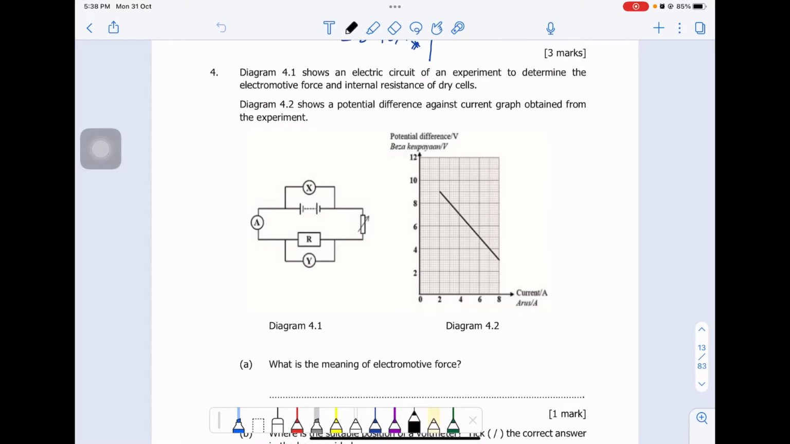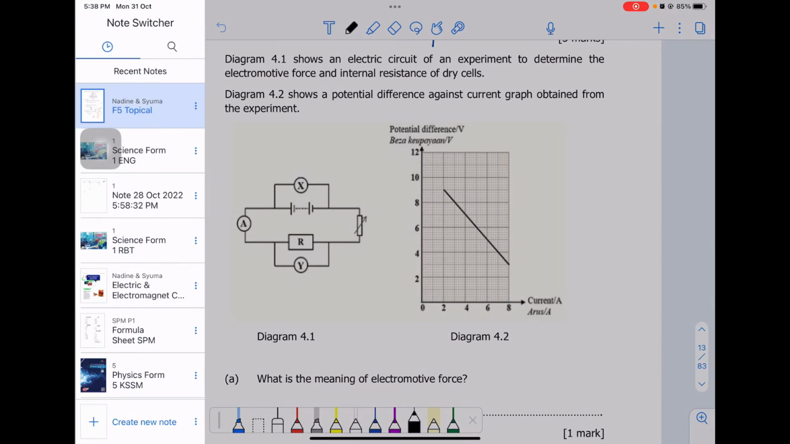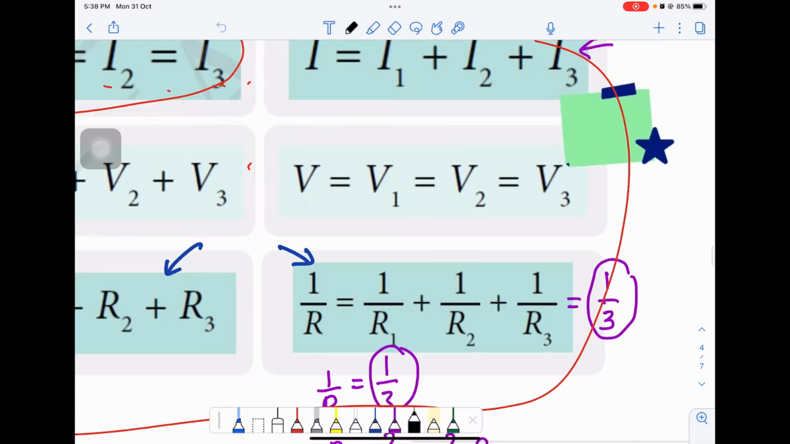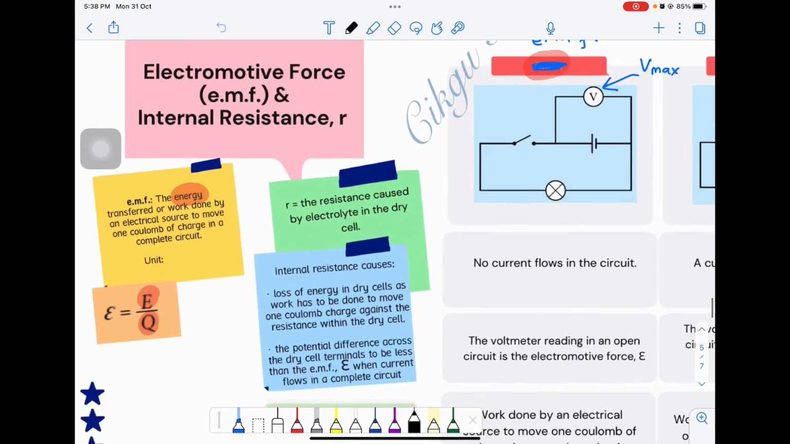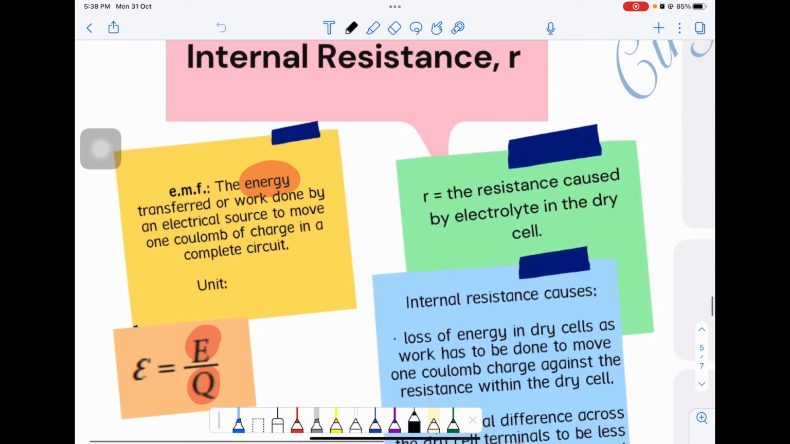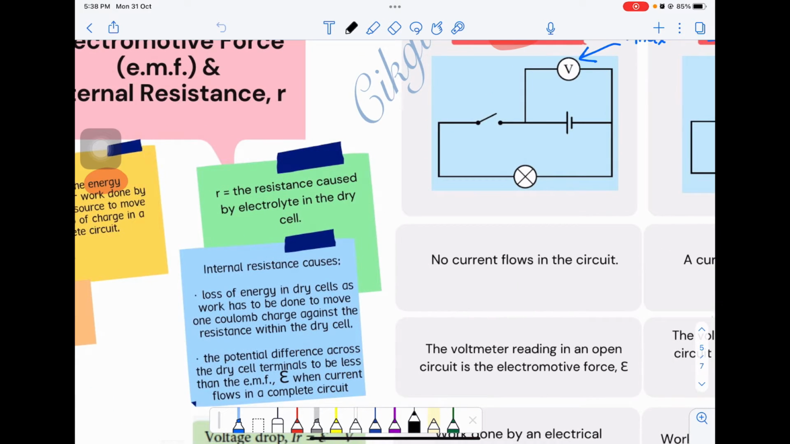Question number 4. This is topic EMF, so this one is about EMF. EMF, electromotive force. What is it? It's the energy transferred or work done by an electrical source to move 1 coulomb of charge in a complete circuit. And then we have small letter r, which is the internal resistance.